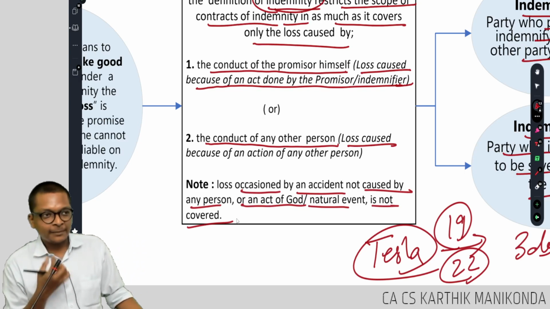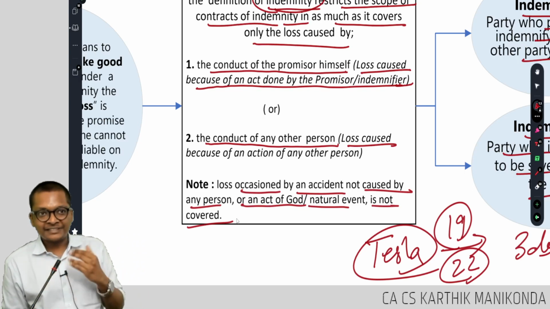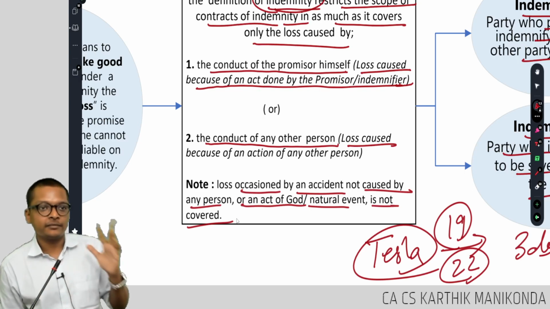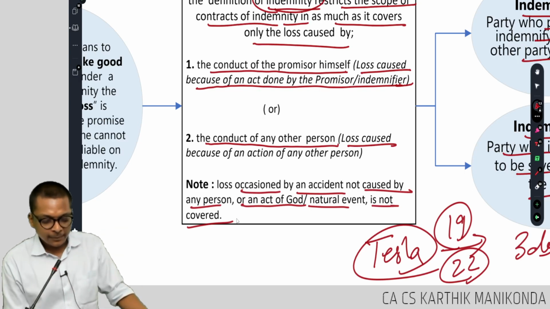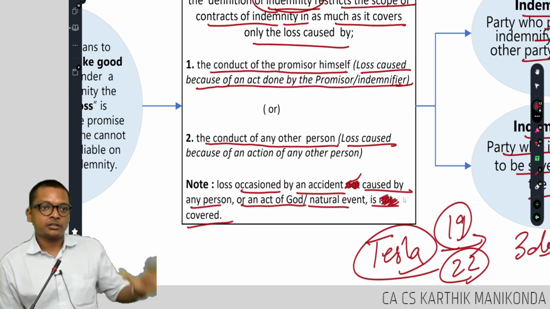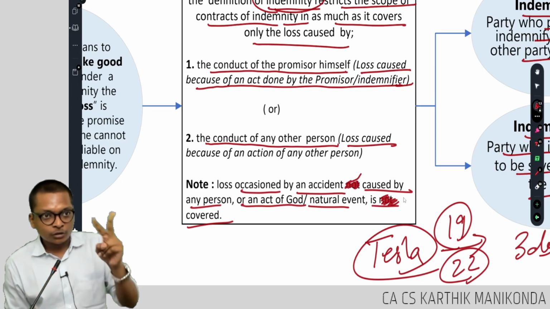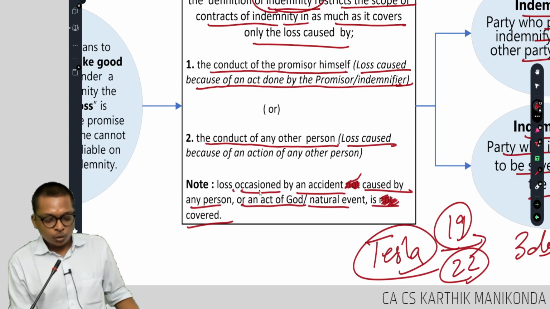Anybody reading for the first time and trying to make sense? Little confusing. So, this kind of sentence in law is called a double negative. I was told in the class. Double negative means there is one not here and there is one more not here. Correct? Strike off both the nots. Minus minus becomes plus. Now read this sentence without both nots: loss occasioned by an accident caused by any person or an act of God or natural event is covered.